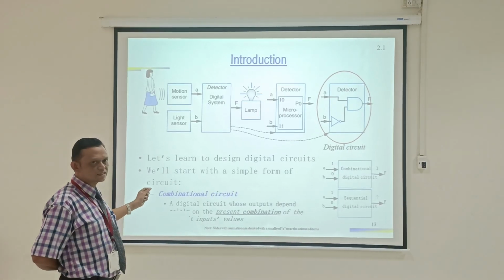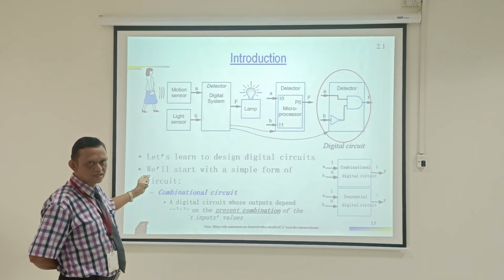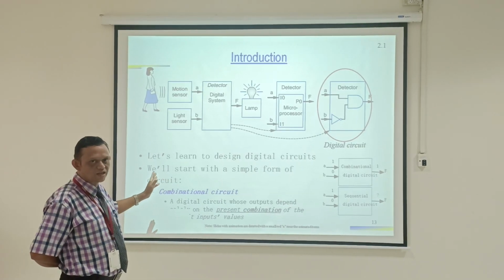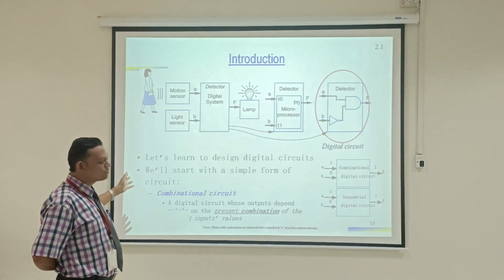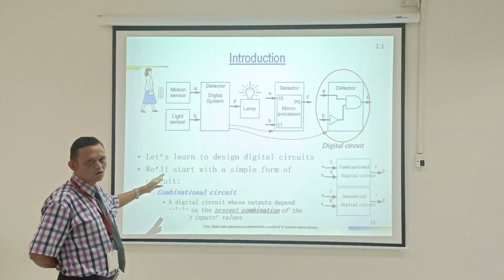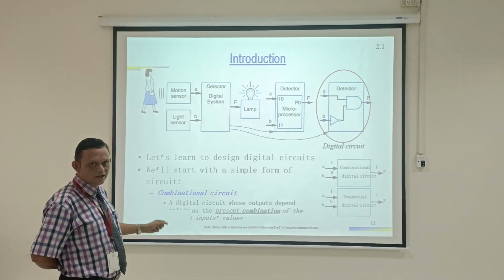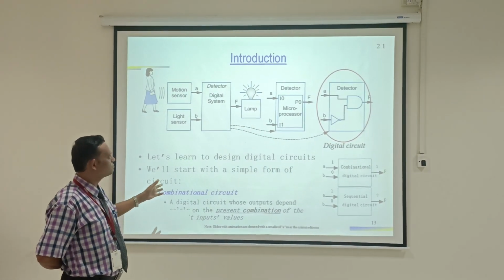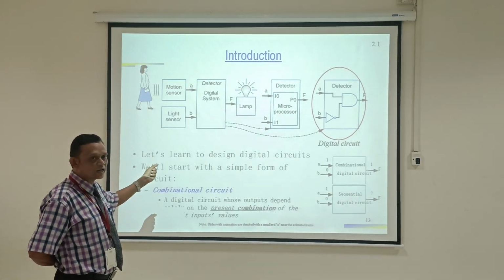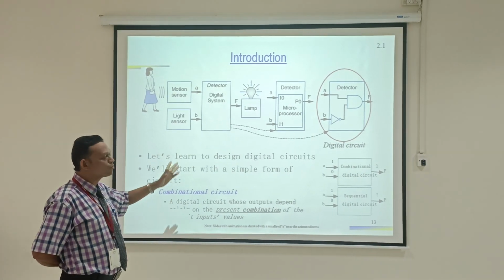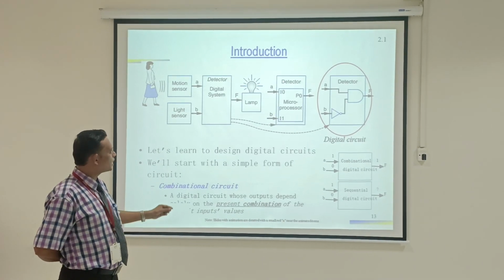Similarly, there is a light sensor. If light is provided in front of the sensor, it will provide the output as logic 1. If there is no light in front of the sensor, it will produce 0 at the output. So these zeros and ones will be observed by the detector, which we call the digital system. Based on that, it will do a certain logical or arithmetical process, and accordingly the output will be displayed or can be observed.